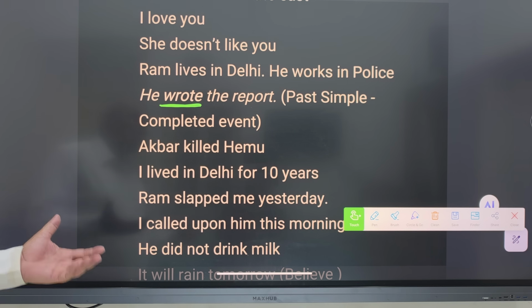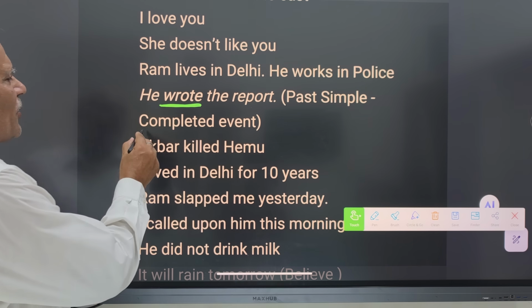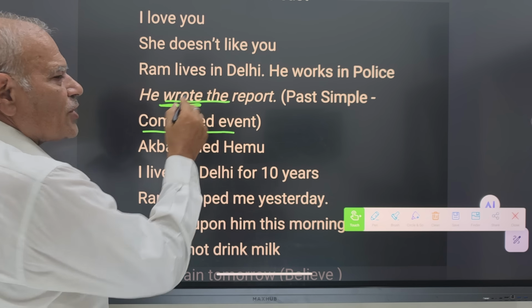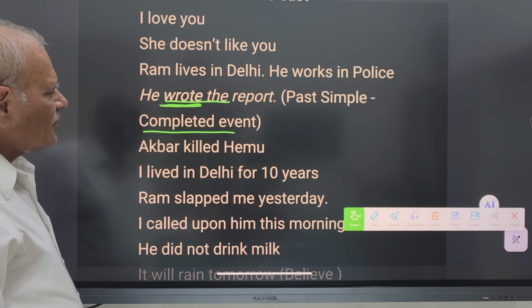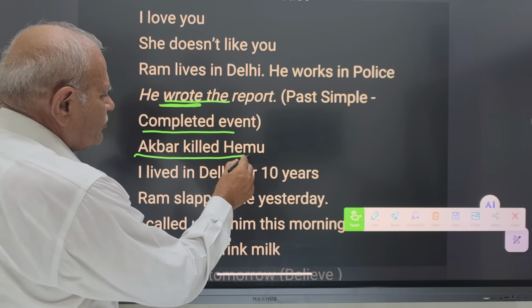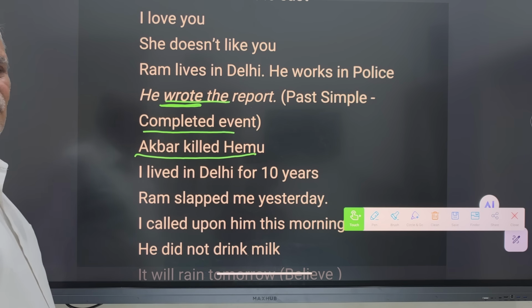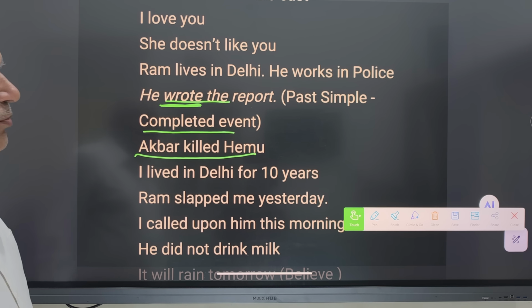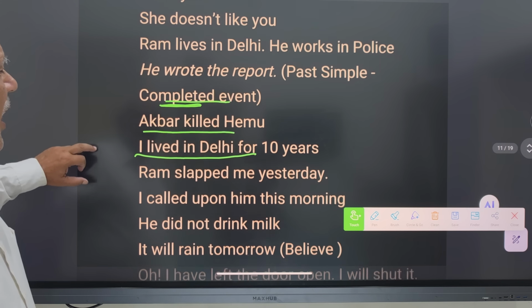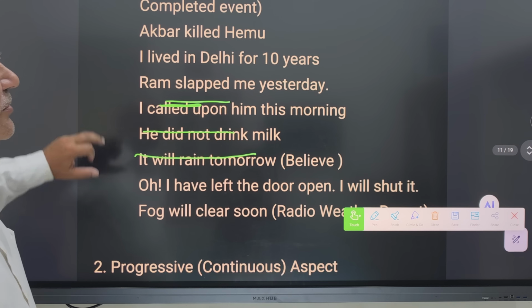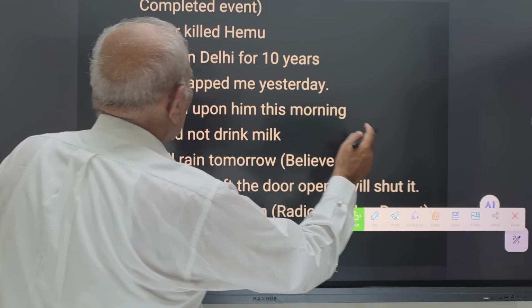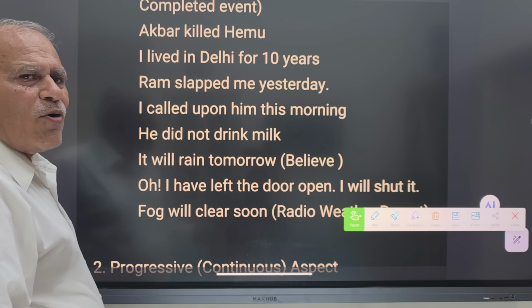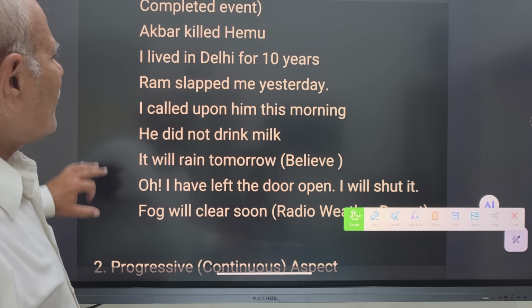So we come to the past simple, completed event. He wrote the report. When did he write? Not important. Akbar killed Hemu way back 700 years ago, 500 years ago. I lived in Delhi for 10 years. Past event, lived in Delhi for 10 years. Completed event. Now I no longer live there.